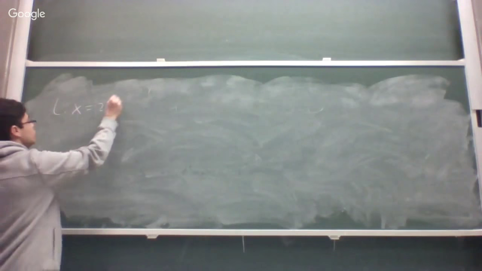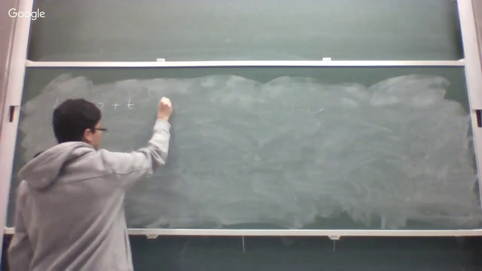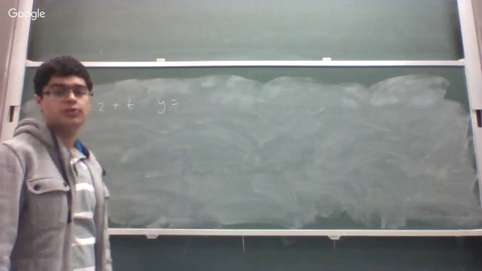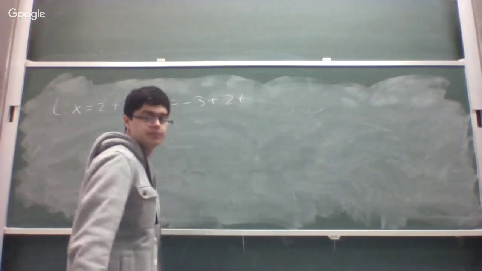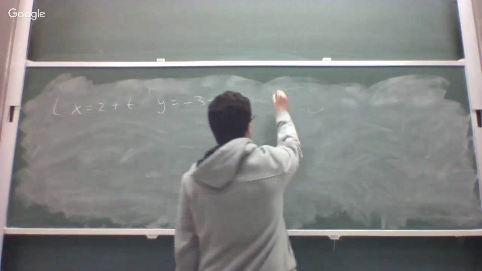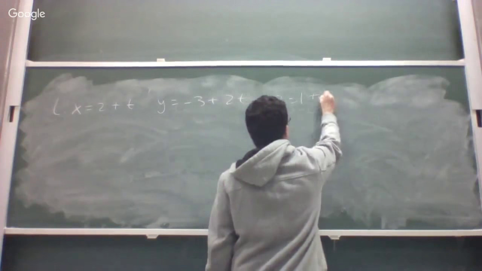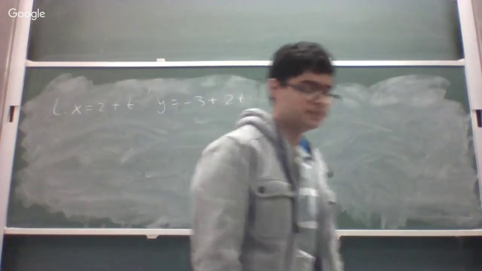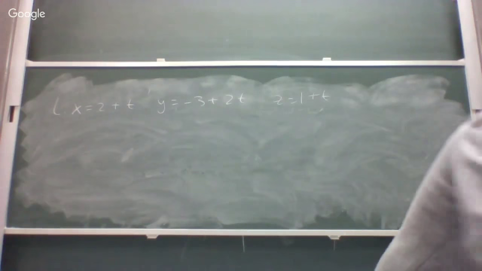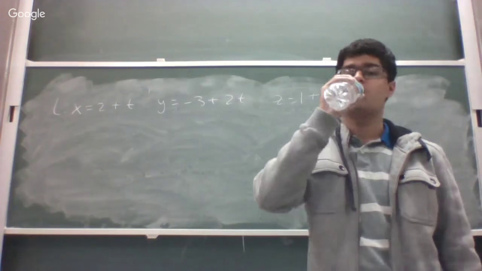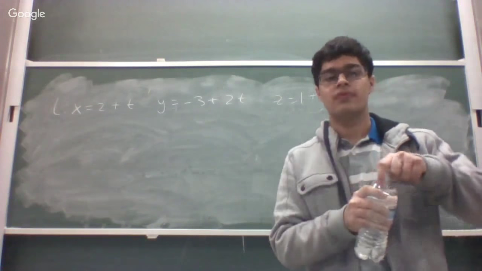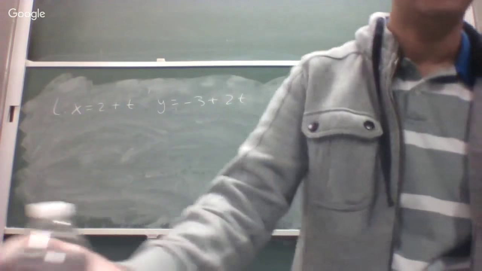X is equal to 2 plus t. Y is equal to -3 plus 2t. And then z is equal to 1 plus t. So what would the vector equation be? Yep.